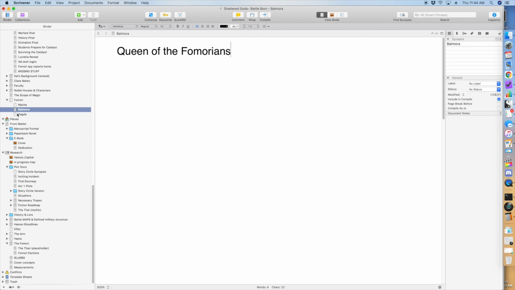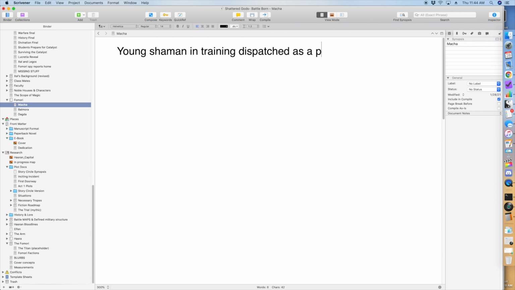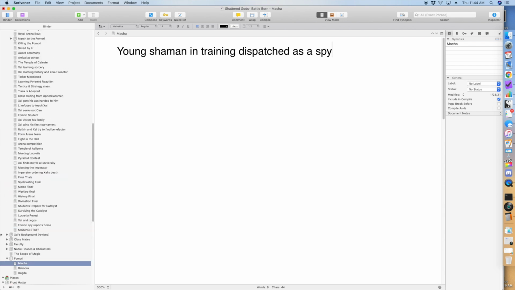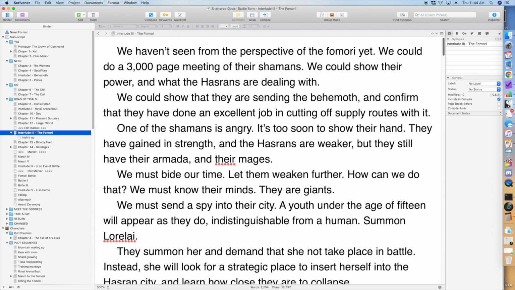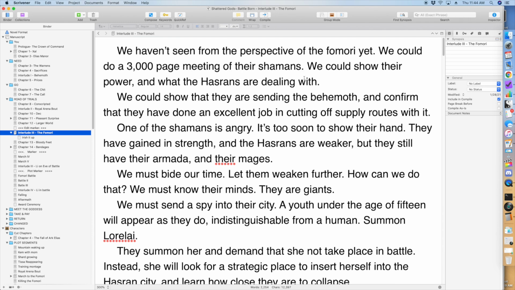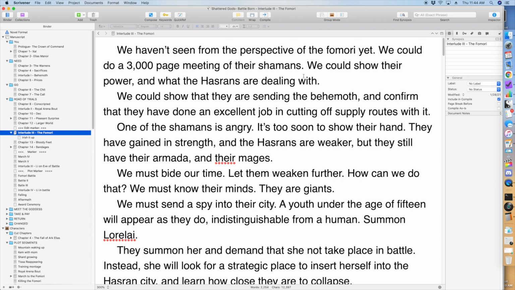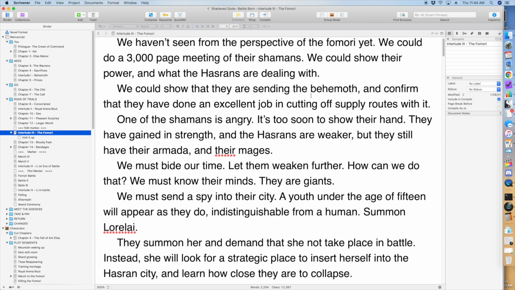You've got Dagda, and Dagda is the king of the Tuatha. And then you've got Maka, a young shaman in training, dispatched as a spy. So our basic plot that you're getting here is the Fomori know that Zal and this legion are marching towards them, and so they're going to try to wipe the legion out. And when the survivors of the legion flee back to Hosra, they want to seed it with spies, or at least a spy of their own. So they're going to send this girl to appear to be human and infiltrate the Hosrans so that they can learn how close to collapse Hosra is.